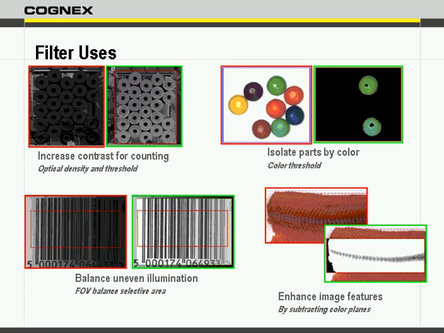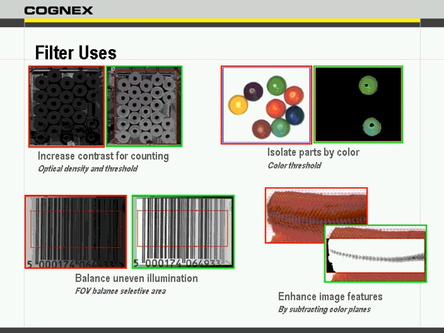Likewise, in the bottom right image, we have a picture of a fish fillet, another color image. In this case, we're not just using a color threshold, but we're actually using the color planes to isolate a specific region of the image, in this case the spine of the fish.